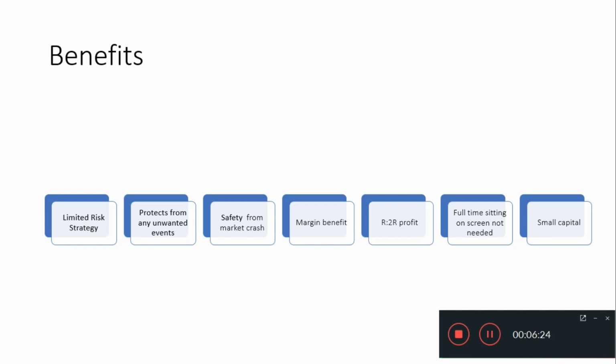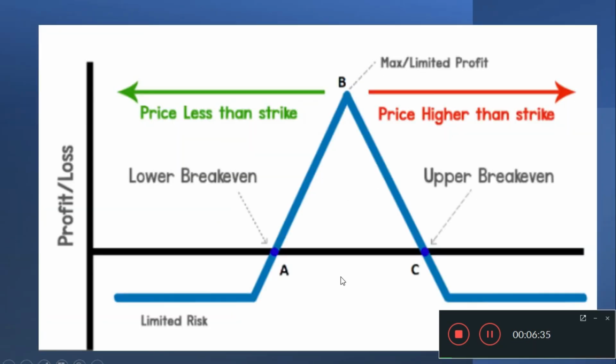Then come the benefits of an Iron Fly. First, it's a limited risk strategy. As I mentioned, as you can see from the graph, it's limited risk. If it breaks your break-even points, your risk is very limited. You're not going to lose your entire capital, and you know how much you are going to lose. That's because if the price rises above or below the break-even points, the trader will pay more to buy back the short call or put than received initially. That will result in a net loss, but it's a limited risk.